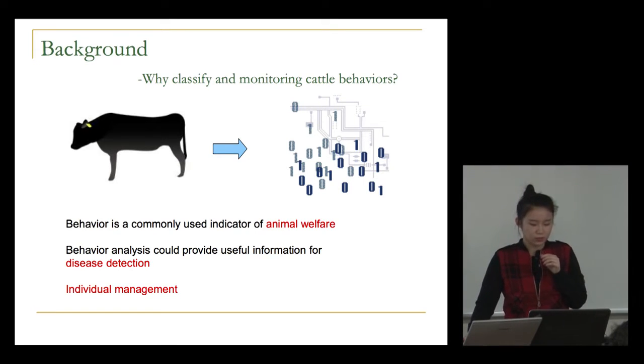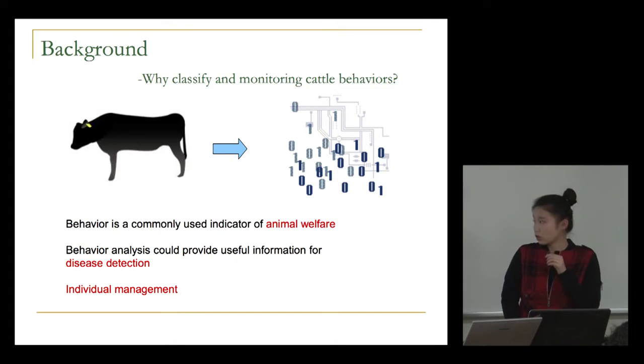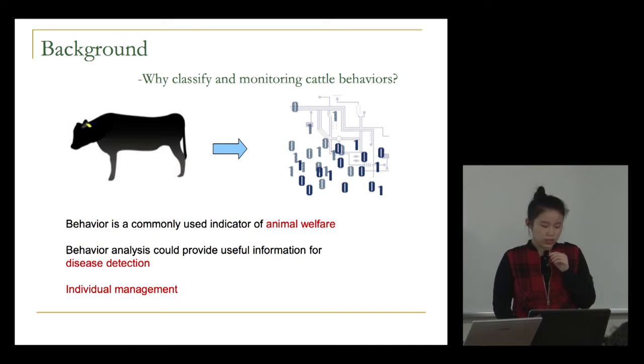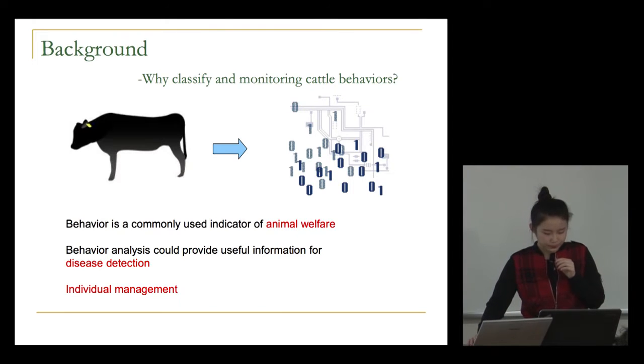First, why classify and monitor cattle behaviors? According to previous research in this area, behavior is one of the commonly used and sensitive indicators of animal welfare. And real-time behavior analysis could provide useful information for early disease detection, and it can provide an opportunity for early intervention. It can also provide useful information for individual management.